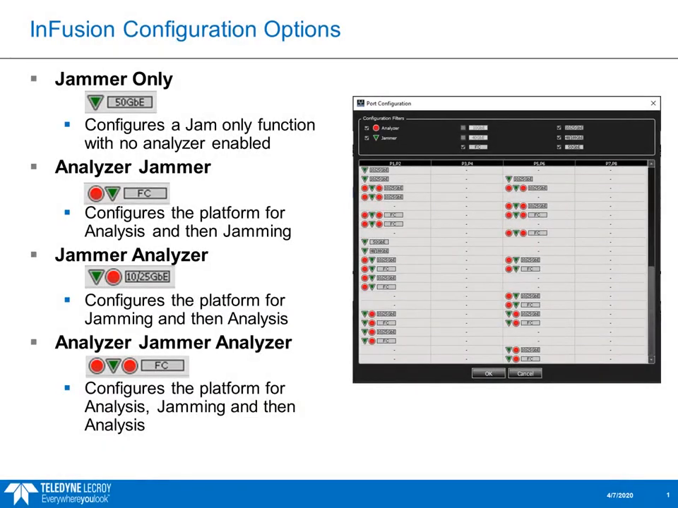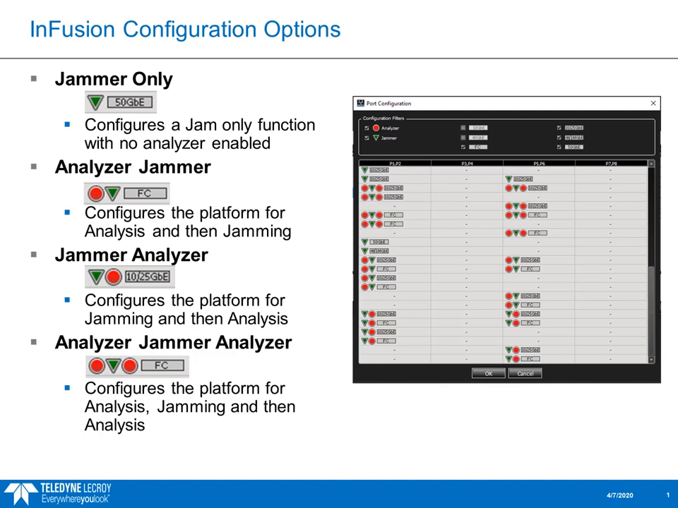InFusion jammer scenarios are part of the project's settings and are programmed into the SierraNet to meet the user's requirements. Several configuration options are available and depicted here. Jammer only configures the SierraNet for jamming only, and the link modifications or jammed events would occur, however there would be no visual record in the corresponding trace. Analyzer jammer and jammer analyzer configure the SierraNet to either analyze the traffic prior to a jam or jam the traffic prior to an analysis capture.